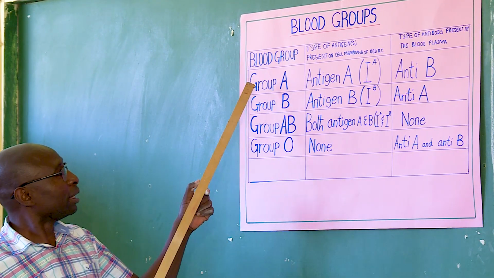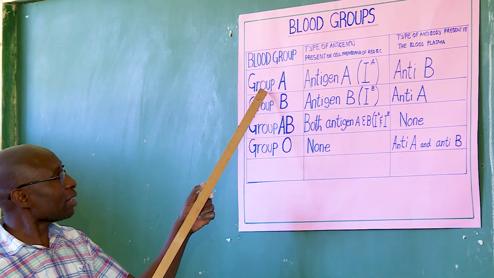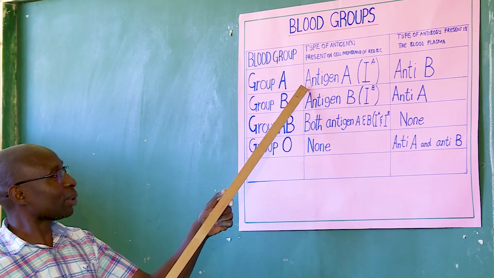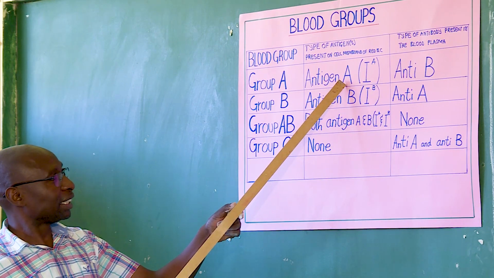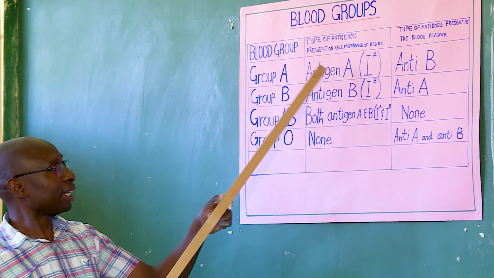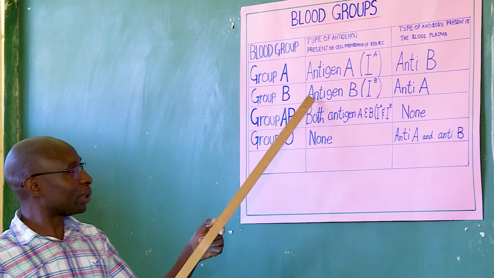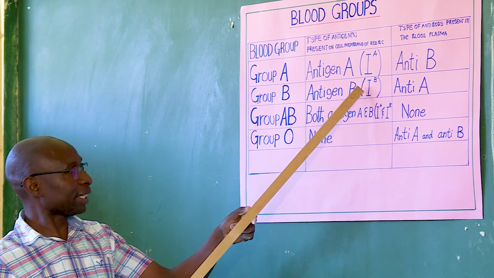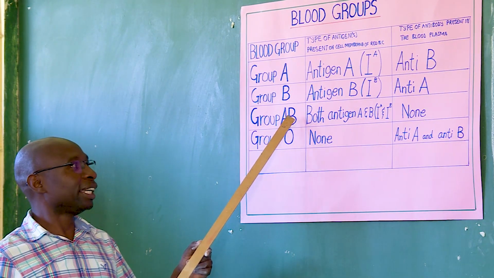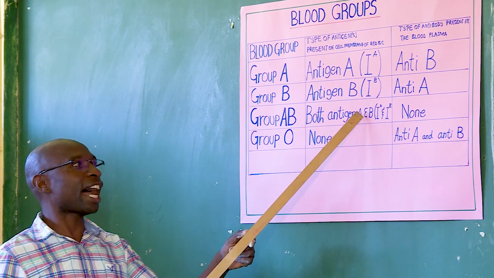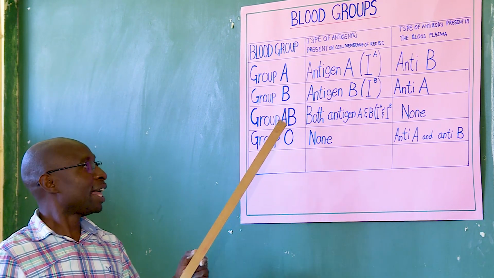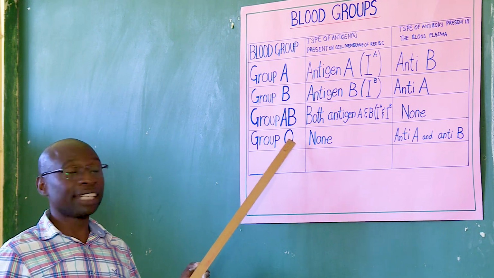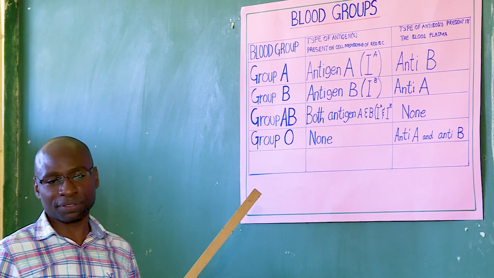Okay? So, blood group A has got the antigen A. Blood group B has got the antigen B. Blood group AB has got both antigen A and B. Then blood group O has got none, or it does not have any.